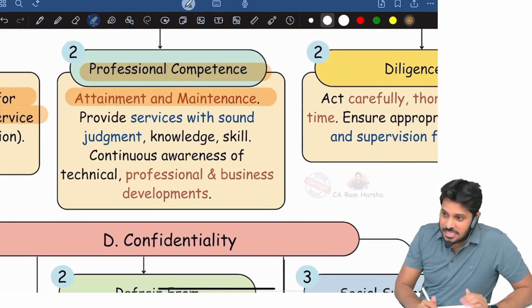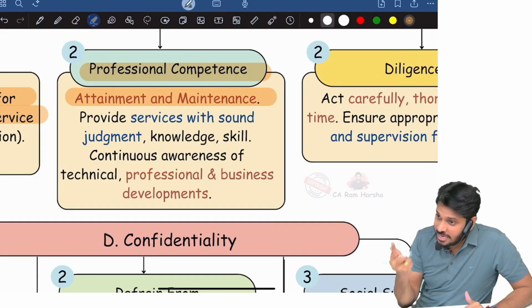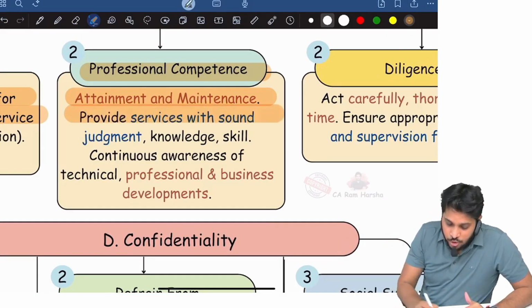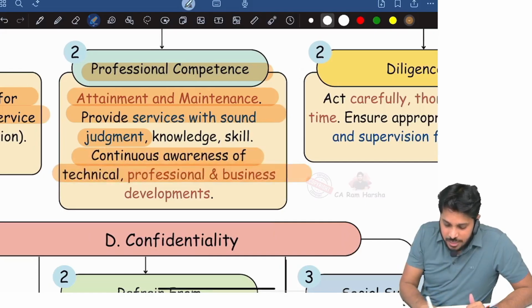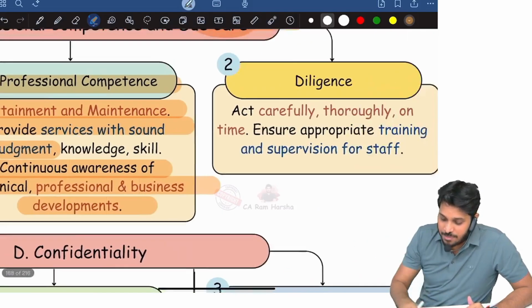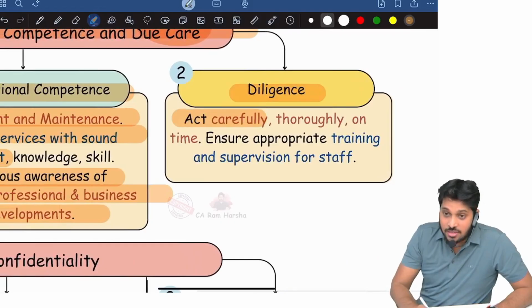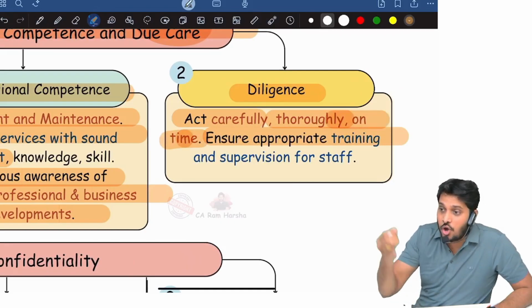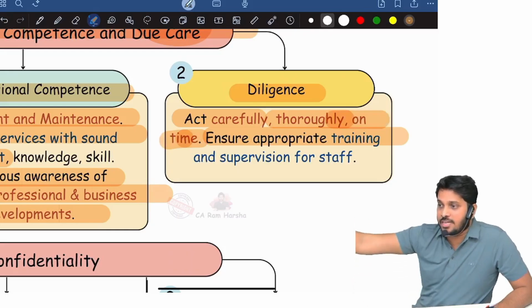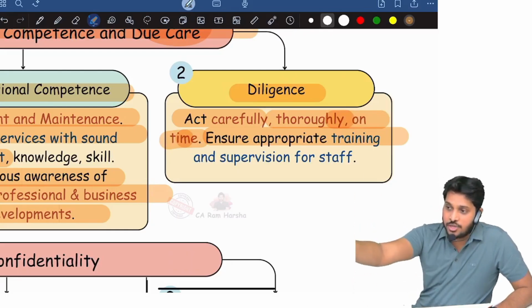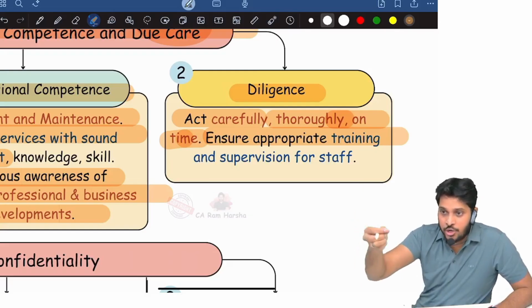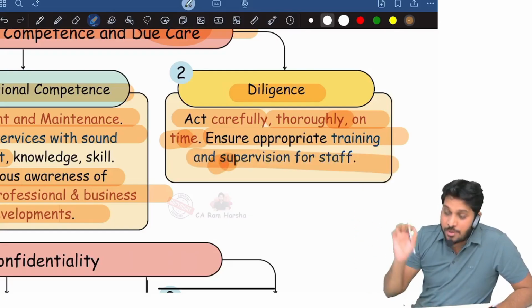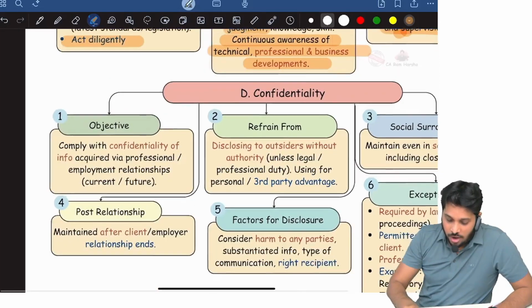Attainment and maintenance. You need to attain the competence and you need to maintain. Maintain means update it continuously. And you must provide services with sound knowledge, judgment, skill, and continuous awareness of technical, professional and business developments. And diligence. You need to act thoroughly, act carefully and ensure you give service on time. You promised the client you will file ITR by the due date and you didn't file it. That's nothing but due diligence. Diligence you violated. Due care you violated. And supervision for staff.